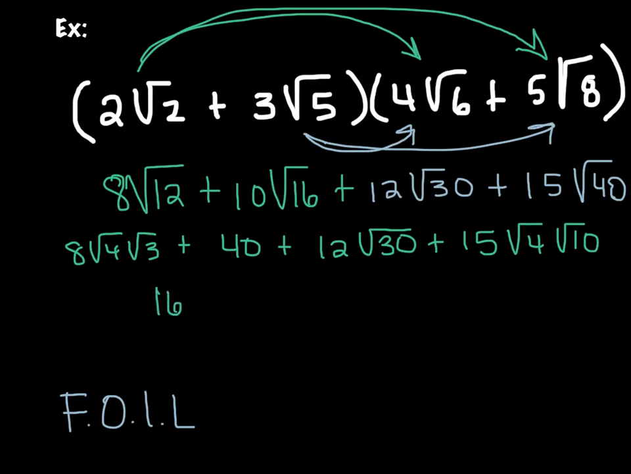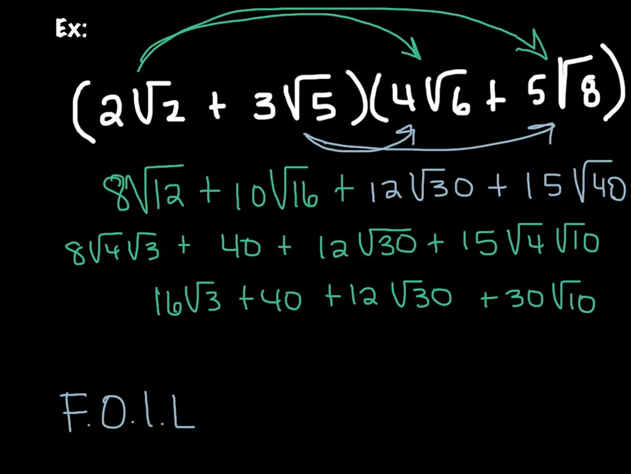So 16 radical 3 plus 40 plus 12 radical 30 plus square root of 4 is 2. 2 times 15 is 30. 30 radical 10. Just so happens that none of my radicals are like terms, so that would be my final answer.